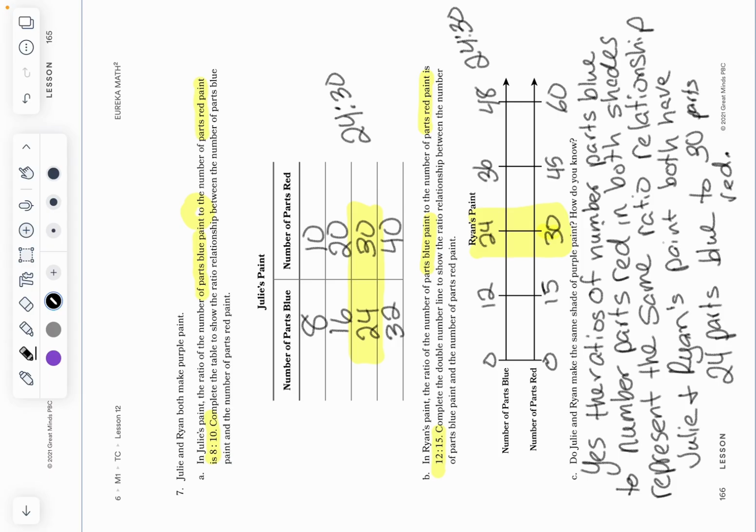All right? And you can also test it by, you see how this one says red is 60. So another thing we could do is, okay, we can say, well, if this is 60 on here, it should equal 48. So it should be the same on Julie's. So I'm going to add 60 to Julie's table under parts red. And how am I getting there? I'm doing 10 times 6 is 60. So what's 8 times 6? 48. And you can see that that point will also be the same because their ratios are equal.